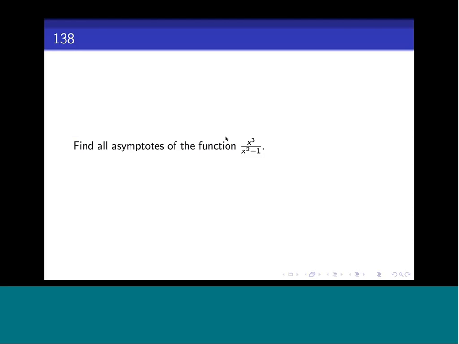X equals 1, y equals x. Okay. X equals 1, x equals minus 1. Y equals x, right? Okay. This is, yeah, the answer.